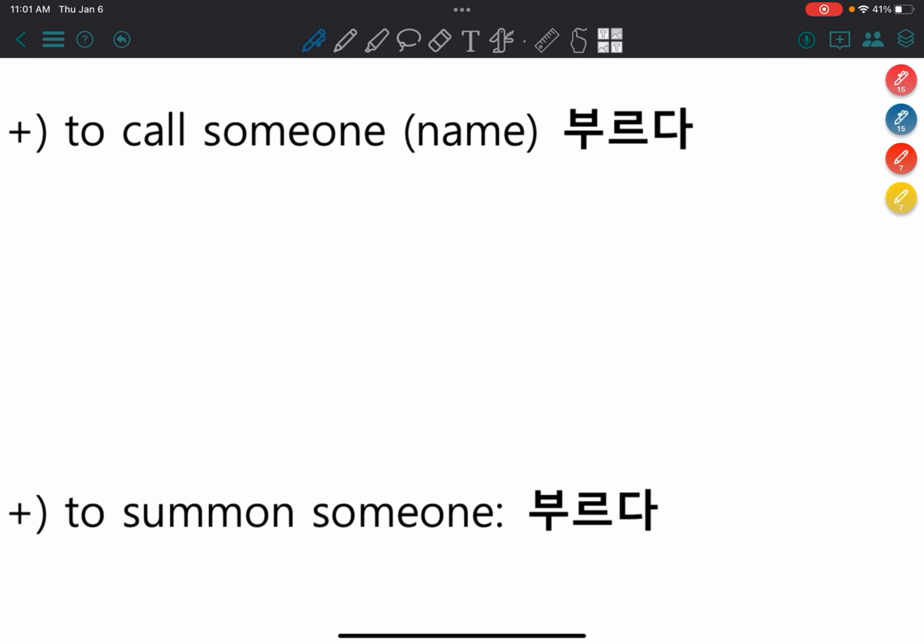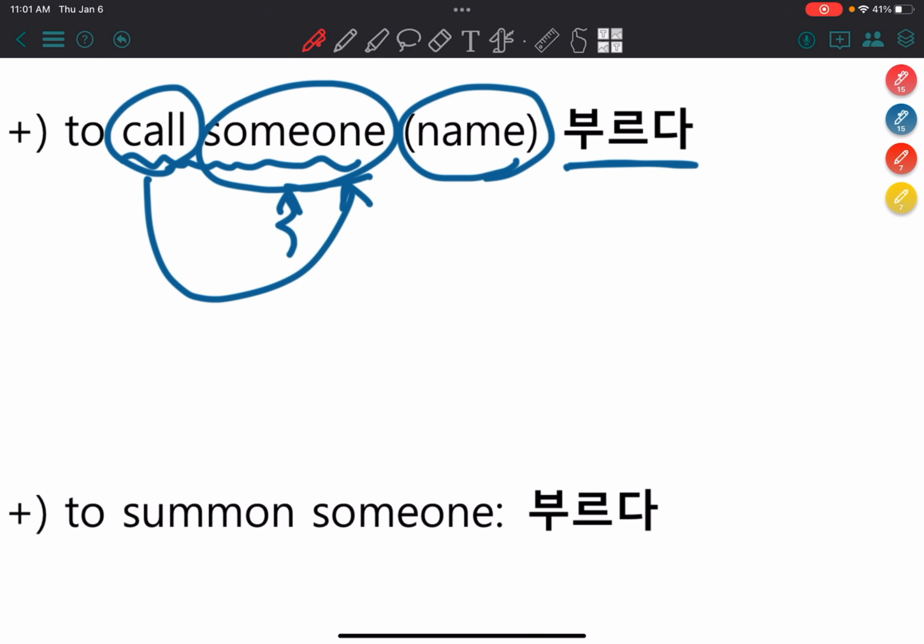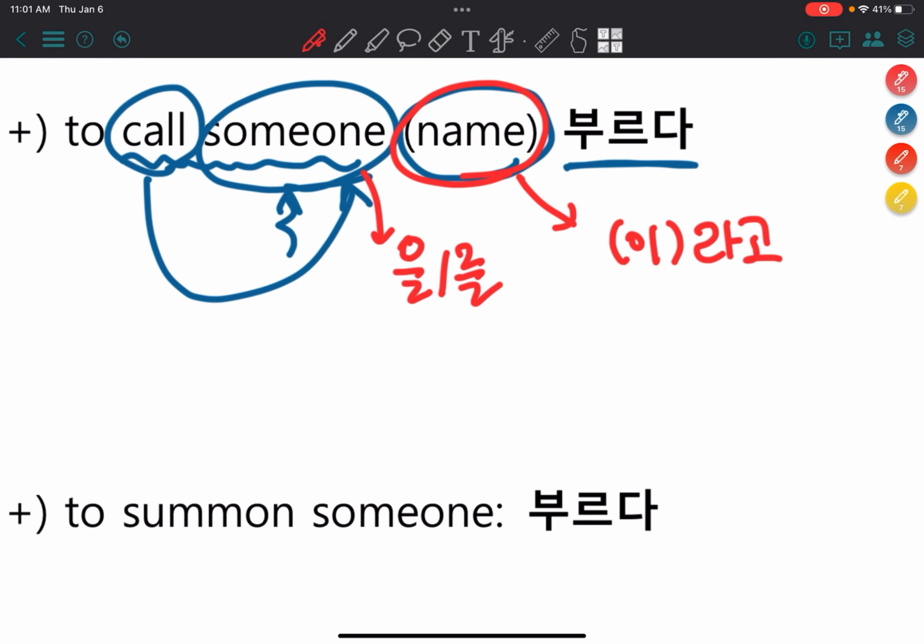The next one, when you mean to call someone, as in to call someone a certain name, to call someone with a certain name, we use 부르다 verb. And since this someone is a person who is directly called, we mark it with 을. And for the name, we have a different grammar point, a more advanced grammar point that you will learn as you study on, called 이라고.